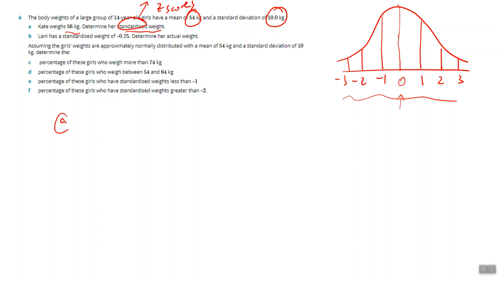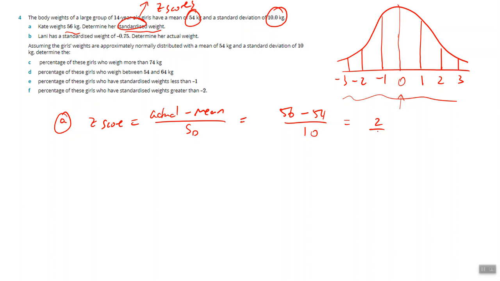You use the formula. So the formula is z-score or standard score equals the actual minus mean divided by the standard deviation. Okay, so actual for Kate would be 56 kilograms minus the mean, which is 54 kilograms, and you're dividing by the standard deviation, 10 kilograms. So you do it on calculator. I'm just going to have to do it by hand because I don't have my calculator here. That's 2 over 10, that's 0.2, okay? So her z-score is 0.2.